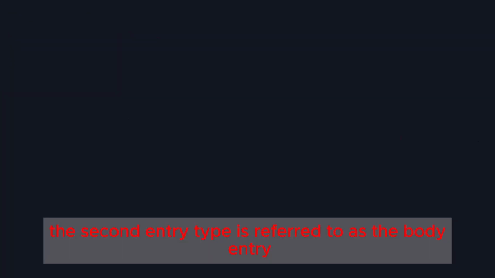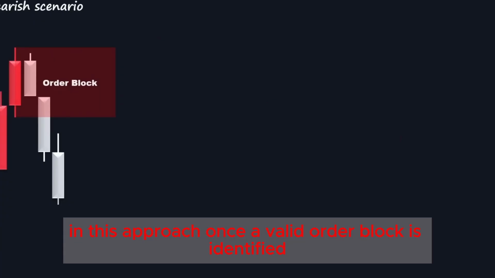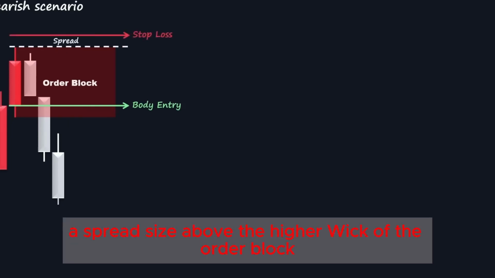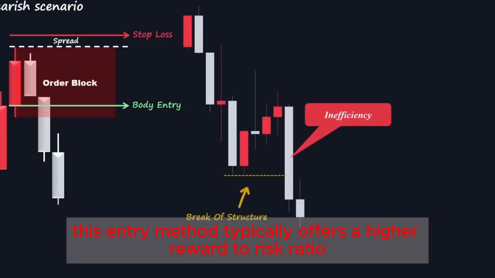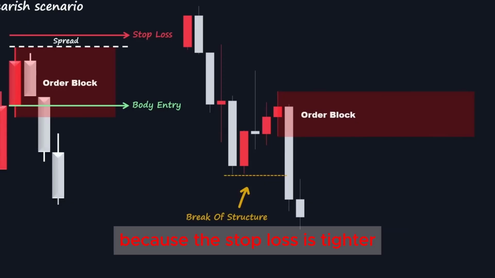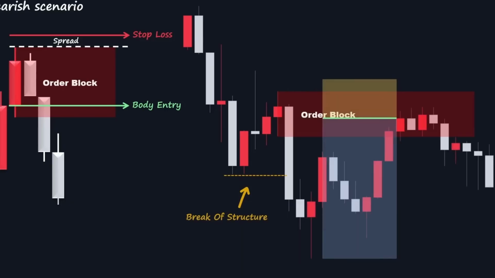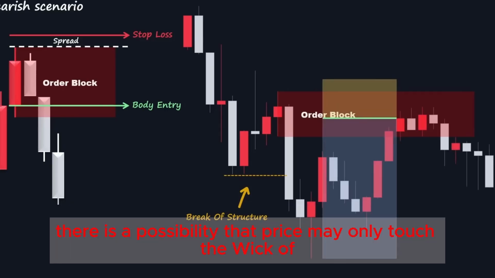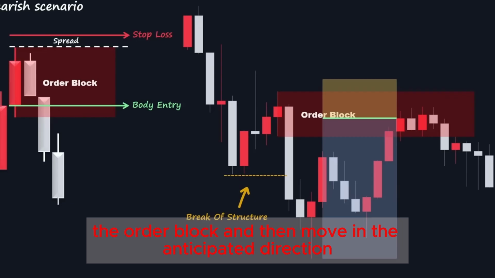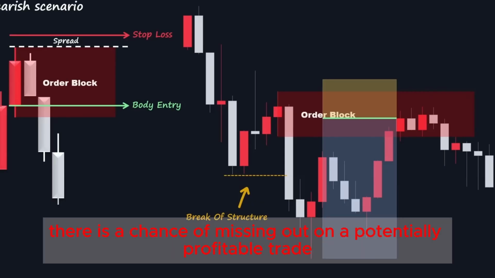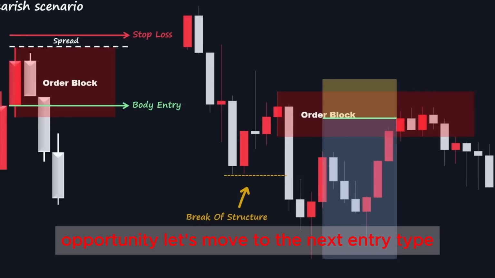The second entry type is referred to as the body entry. In this approach, once a valid order block is identified, the entry is placed based on the body of the candle. For sell positions, the stop-loss is set a spread size above the higher wick of the order block. This entry method typically offers a higher reward-to-risk ratio compared to the previous entry type, because the stop-loss is tighter. However, this approach carries a slightly higher level of risk. There is a possibility that price may only touch the wick of the order block and then move in the anticipated direction without triggering your buy or sell order. Consequently, there is a chance of missing out on a potentially profitable trade opportunity. Let's move to the next entry type.